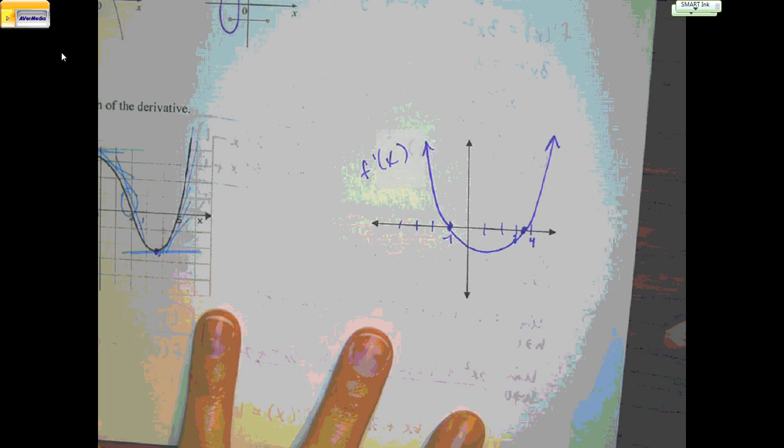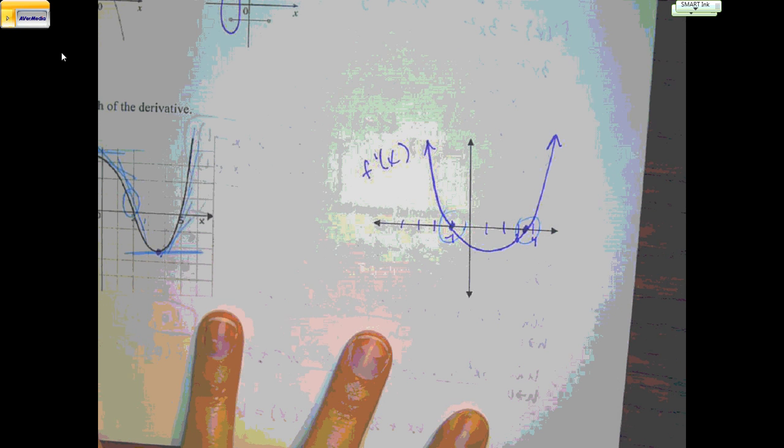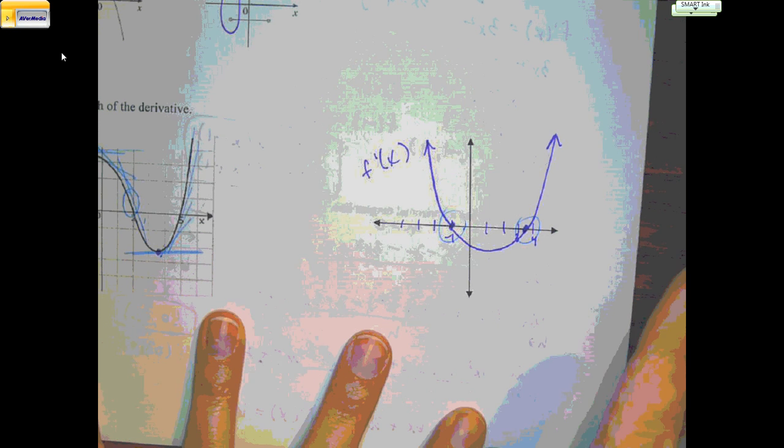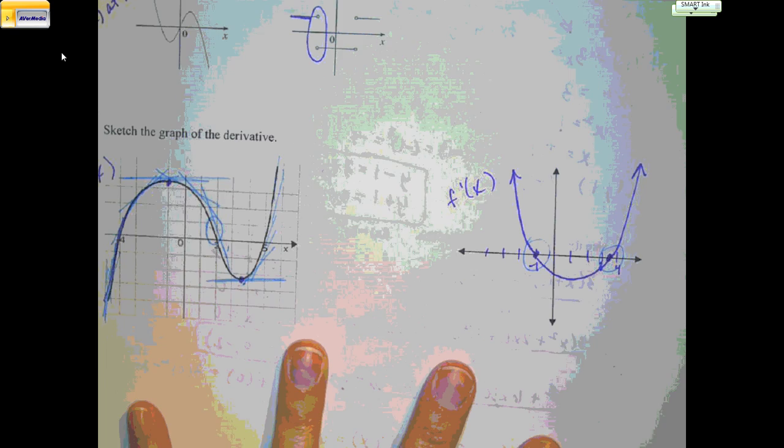So what you would have to have correct to get this right on an assessment is your arrows would have to be on the correct side of the x-axis, and your roots would have to be correct. Make sense? Any questions on this entire page?